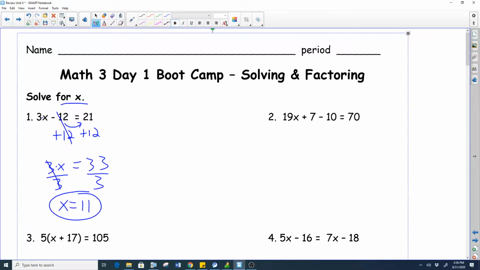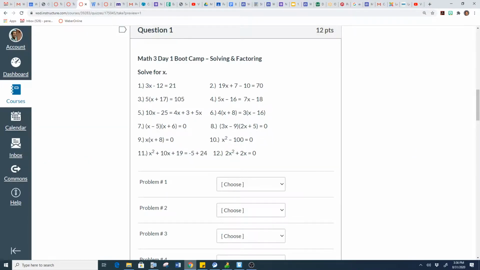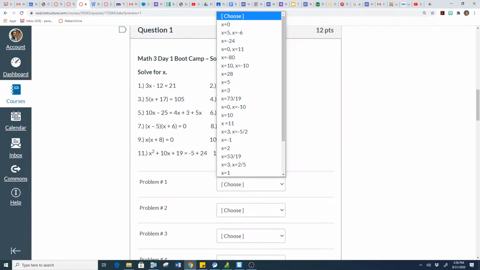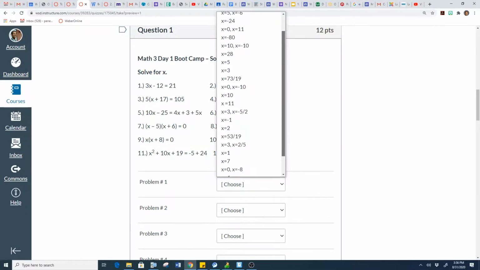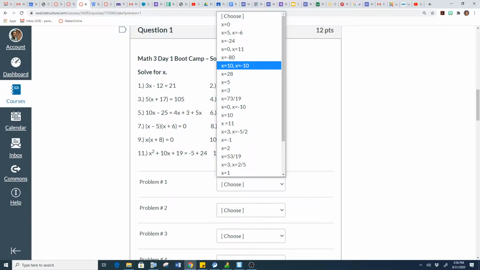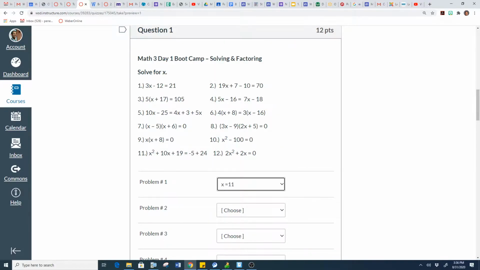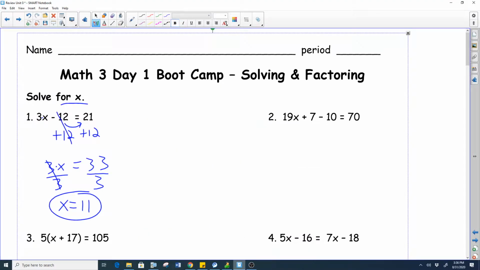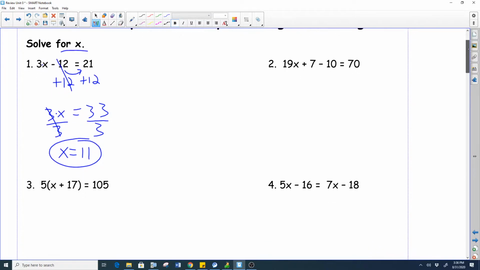Then you'd go to your Canvas, and for problem number 1, we would look for the answer x equals 11. Now be careful, I see 0 and 11, but then I also just see 11. So just choose 11 there. Beautiful. That's how we do number 1 and how we submit our answer through Canvas.